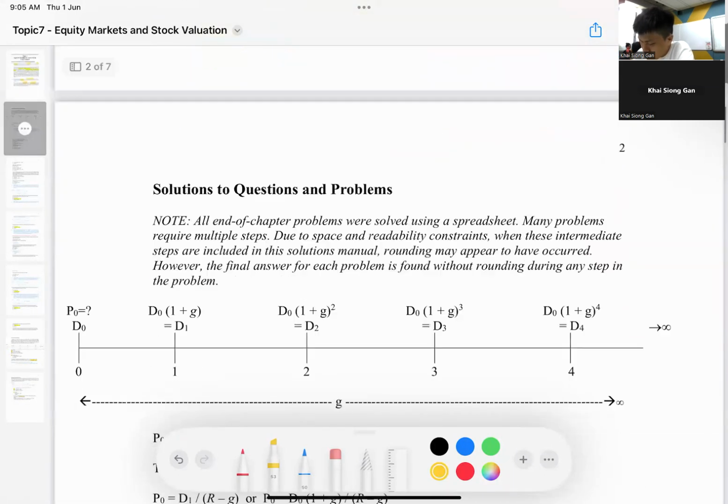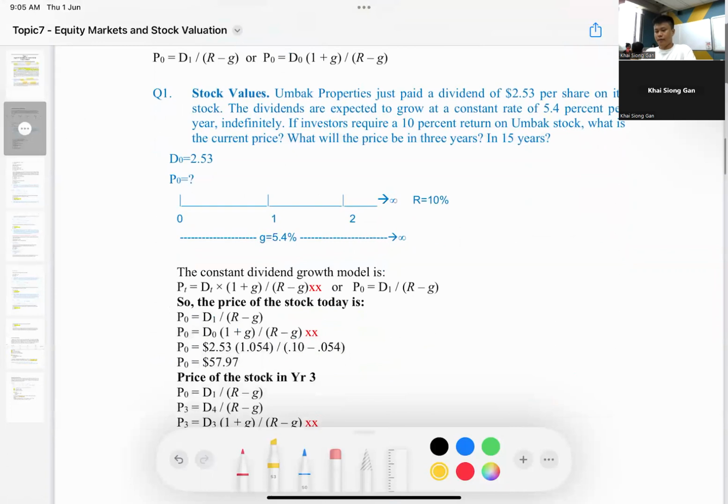Okay, so let's look into calculation questions. Question 1. Umbak Properties just paid a dividend of 2.53 per share on its stock. The dividend is expected to grow at a constant rate of 5.4% per year indefinitely. So that means constant growth rate. If investors require a 10% required rate of return on Umbak stock, what is the current price? And what will be the price in 3 years and in 15 years?